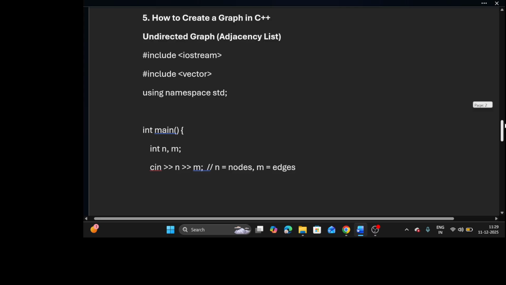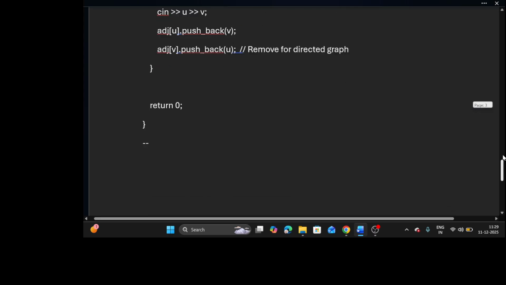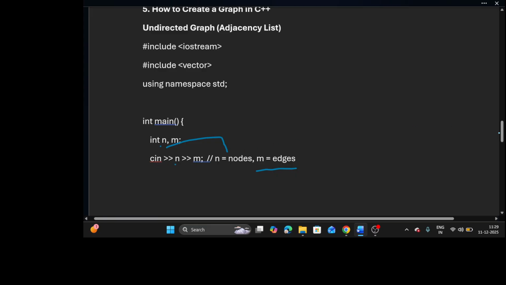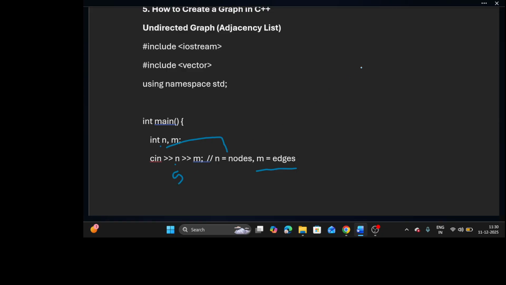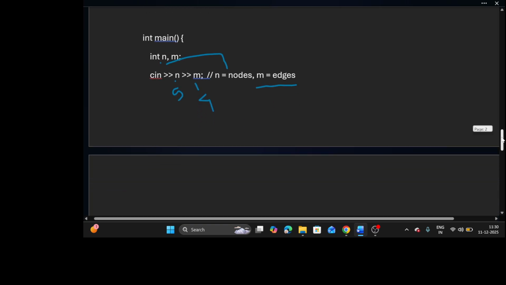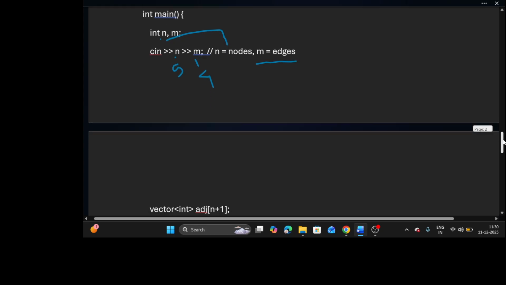How to create a graph in C++? Here is an example to create a graph. There is a library. Okay, int main. N means our nodes, and m means our edges. Okay, cin n and m. If you input n equal to 5, means 5 nodes. 5 nodes means how many edges? You can select 4, or 5, 6 as well.